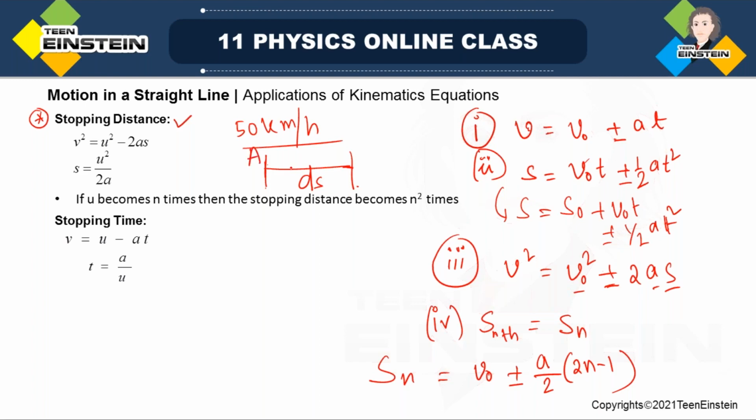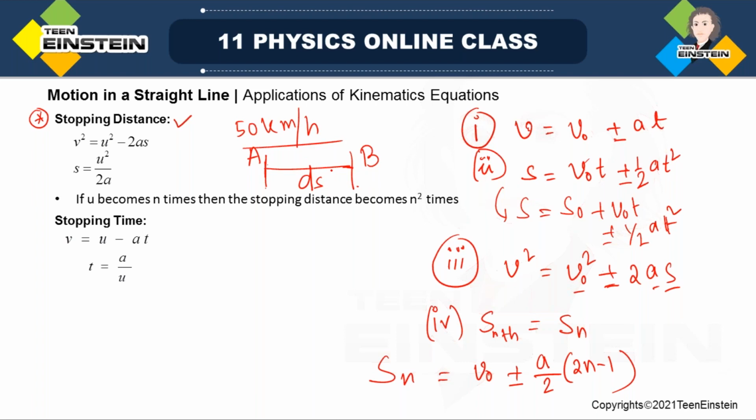Even after applying the brake, suppose at this point A you start applying the brake and you stop at B. So the distance between A and B is called the stopping distance. We'll be finding out a numerical relationship between the stopping distance, initial velocity, and the deceleration.